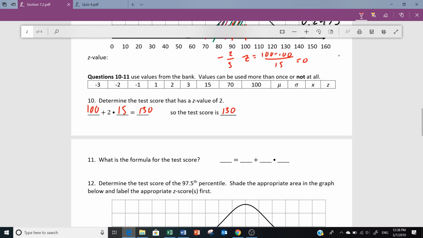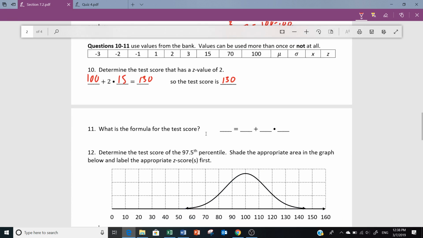So what's our formula for the test score? Let's call the test score x. To do that, I'm taking x and then I'm doing 100, good, which is the mean, plus blank times blank. What's the second blank? It's 15, that's the standard deviation. What's the first blank? Z. So this is our formula to go the other way, from the z value to the test score. Exactly, it's the same formula, so we could just switch it around for whatever we need to do. Very good.